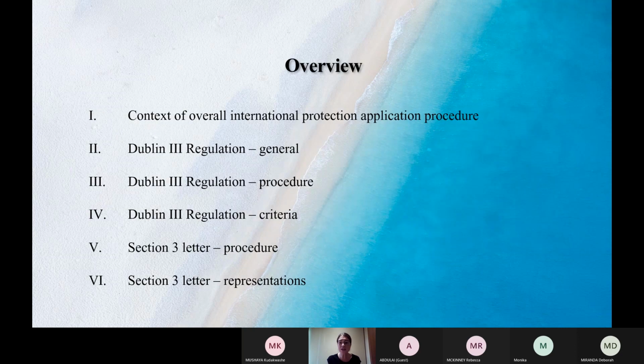Just to give you a brief overview, I've got 6 sections. First of all, I'm going to be placing both of these procedures in the general International Protection Application procedure context. So whereabouts do they come? Then we'll be looking at the Dublin 3 regulation, first of all, in general, then the procedure that attaches to this regulation, and then what criteria substantively apply. And then 2 sections at the end look at the Section 3 letter. That all sounds maybe a little bit confusing, but I'll get into it and hopefully it will become clearer.